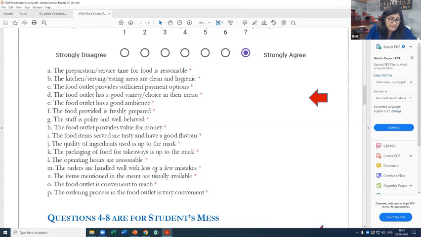The orders are handled well with less or few mistakes. What is less and what is few? You haven't defined it. Ideally, you want no mistakes, or maybe once in a while, one mistake. So again, this doesn't make any sense.